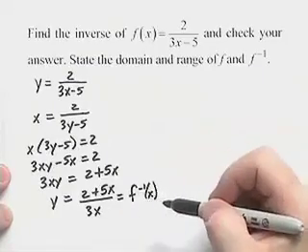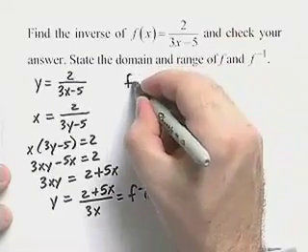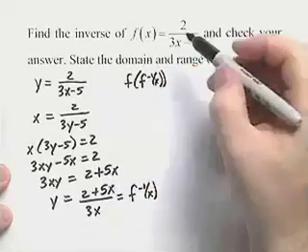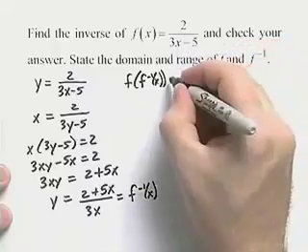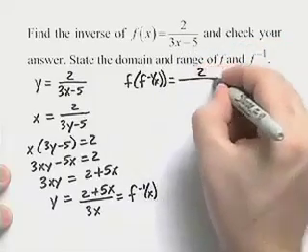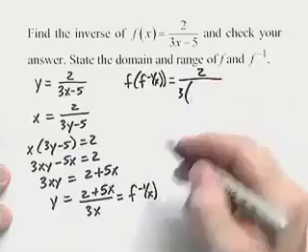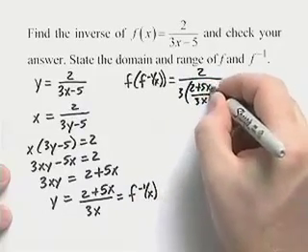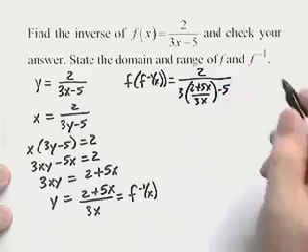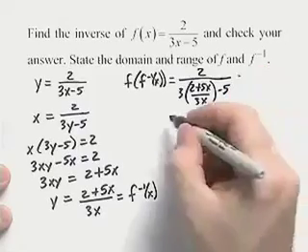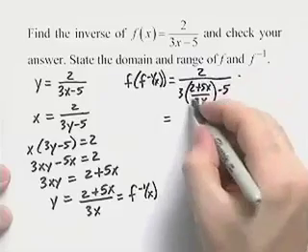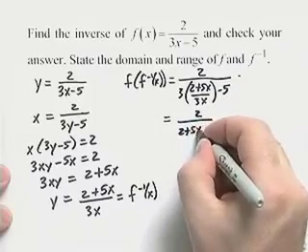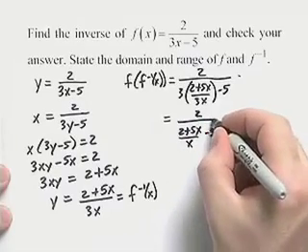To verify that this is indeed the inverse, we need to check f of f inverse of x. So we need to take our inverse function and substitute it into our original function. So we'll get 2 divided by 3. Now we're going to plug in our inverse, (2 plus 5x) over 3x, and then minus 5.